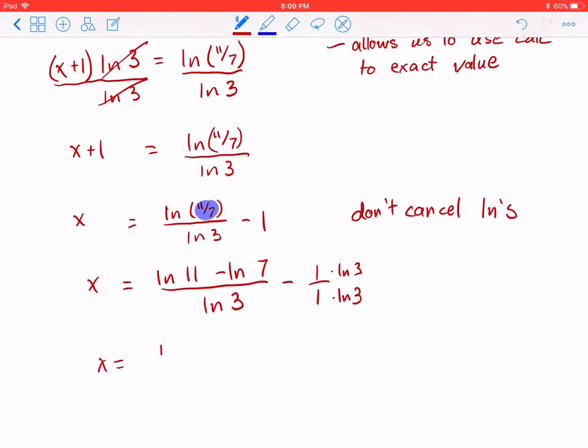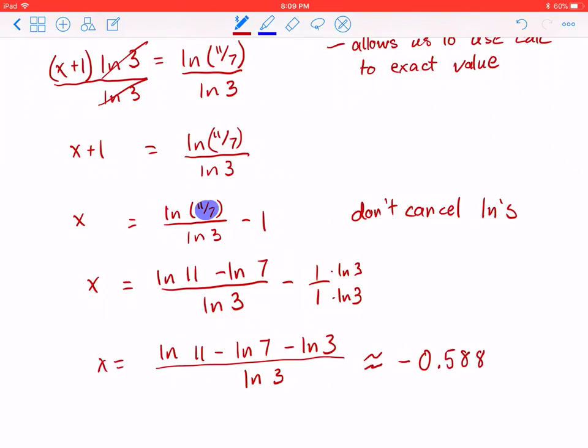So we'd have x is equal to ln of 11 minus ln of 7 minus ln of 3. And because we have a common denominator, we have it all over ln of 3. This, if you typed in a calculator, however you chose to do it, is approximately negative 0.588. So a lot of that was review. You could probably have typed it in up at this step right here if you were asked for an exact value, but it was a little bit of review with the logarithmic rules. All right, let's see what else we have.